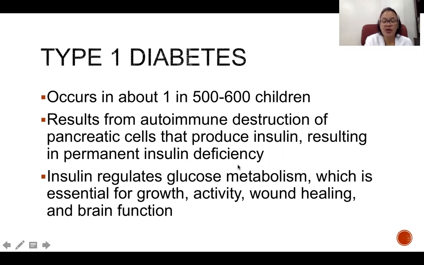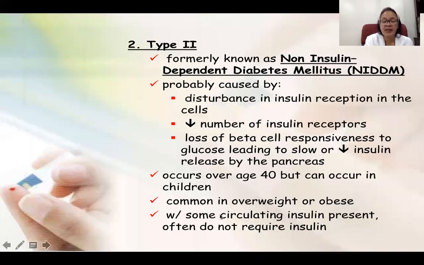Okay, so therefore you have this insulin deficiency. When you say insulin deficiency, you really need a daily dose of that hormone. As we all know, again, it regulates glucose metabolism, because it's very important for all these functions. And then the type 2, it's non-insulin dependent.